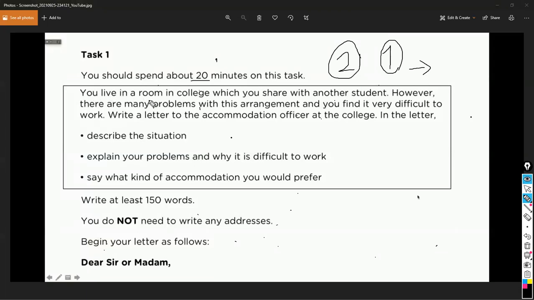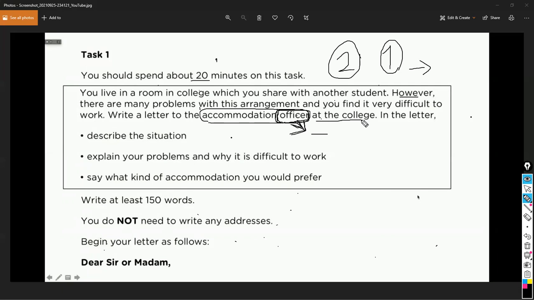Now, you live in a room in a college, which you share with another student. Everything is okay till now. However, there is something wrong. There are many problems with this arrangement, and you find it really hard to work. Now, I have to write a letter to the accommodation officer. Do you know the officer personally, guys? No, I don't. Is the person working in an office or in a government place? Yes. So it is formal. So I have to be polite with that person, guys. I don't have to be rude with this person.